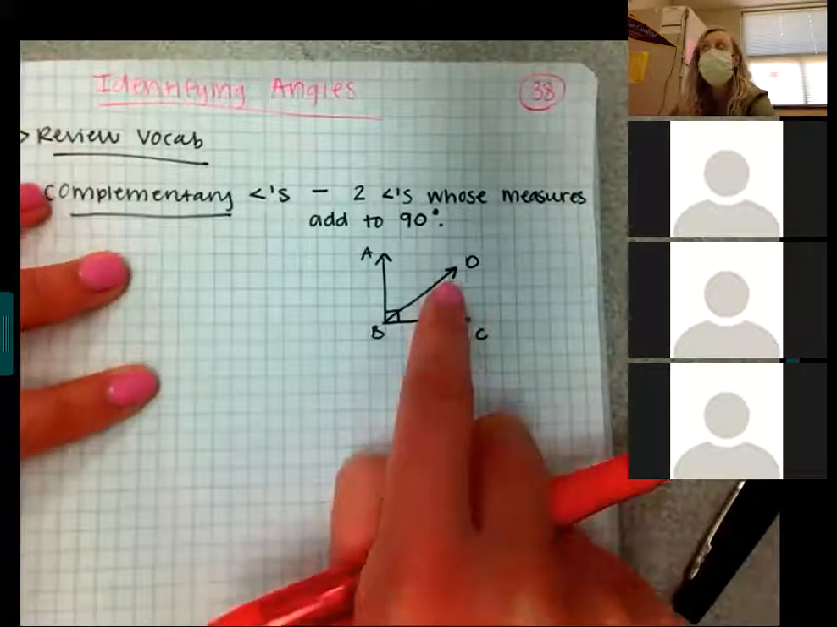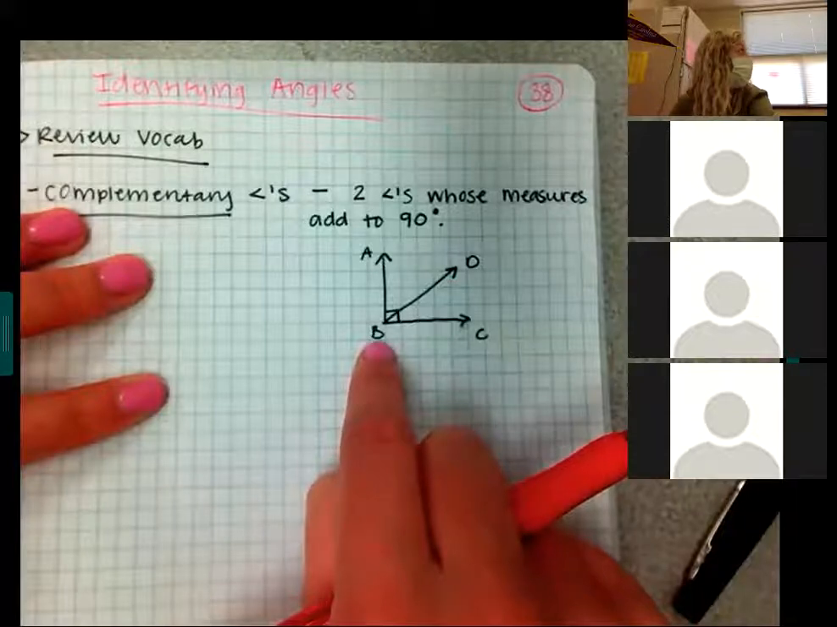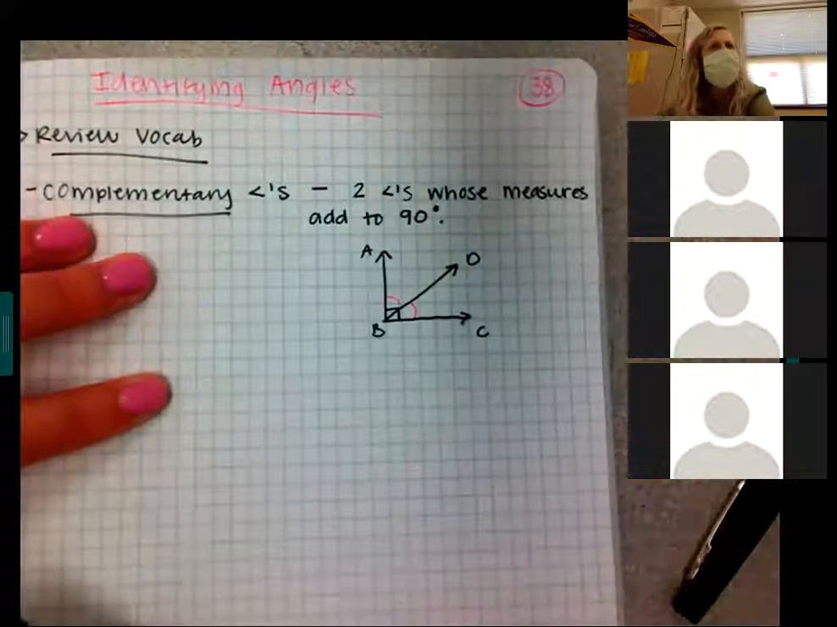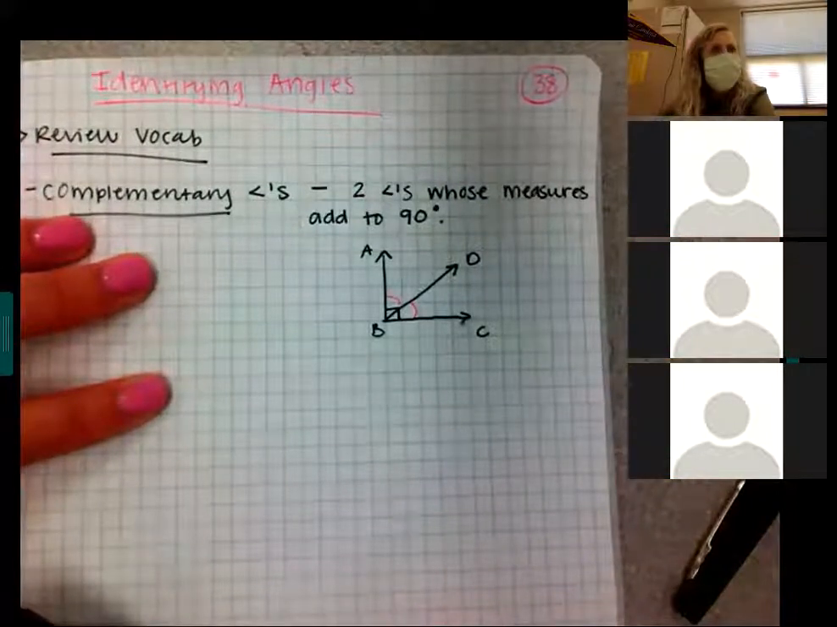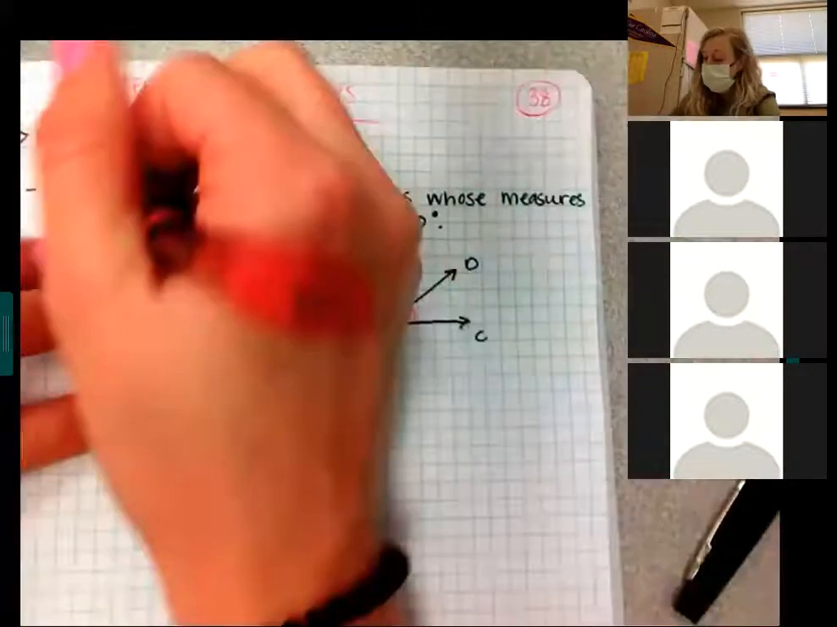Why can you not just call it angle B? Yes, good, Jordan. Extra credit. B is part of two of them. If you call it angle B, I don't know which one you're talking about. Does that make sense? So the top one is angle ABD.